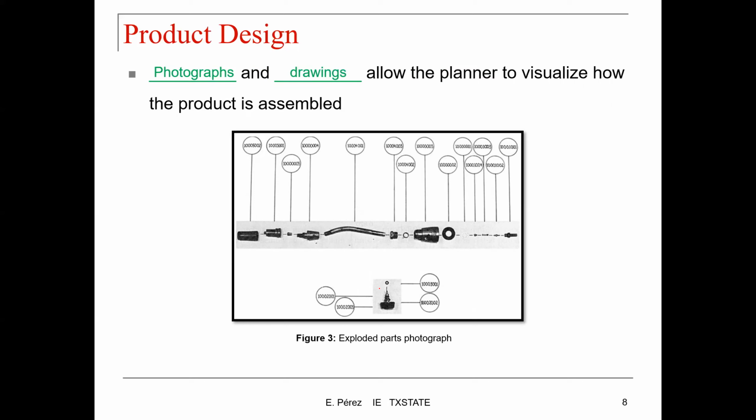Photographs and drawings allow the planner to visualize how the product is assembled. So if we have information, not only the drawings, but if we can present how those parts actually look in real life, that also helps. It provides additional information. We can see the materials, we can see how they look in terms of dimensions in real life, and those things are very important in terms of visualizing how the product is assembled.